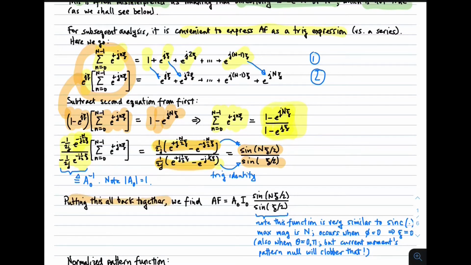Now we put all this back together, and we find that the array factor can be given by this constant a sub naught, which I defined over here to account for this whole complicated looking thing, times I naught, times the ratio of these sine functions. Just a side note, that ratio of sine functions is very similar to sinc. The maximum magnitude of that thing is capital N, and that occurs when phi equals 0, which is xi equals 0. Also, it occurs when theta equals 0 or pi, but that's not really relevant because the pattern null will clobber that. That array function times the element pattern is the total pattern, and the element pattern has a null at theta equals 0 and pi.